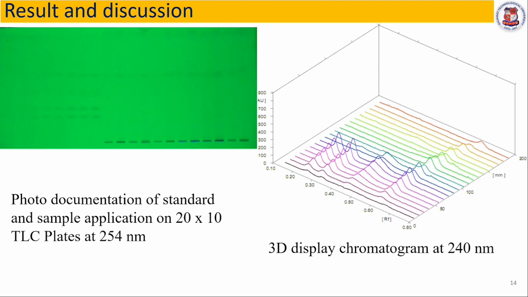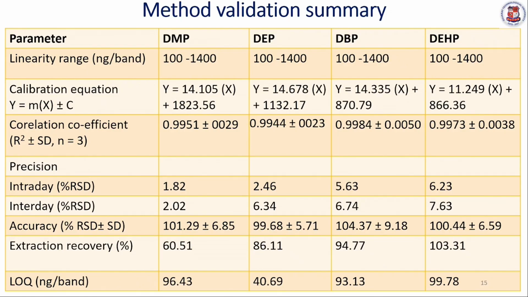All compounds are well separated, and later all the samples which have been selected for our study have also been applied. So you can see the significant amount of selective phthalate content there. So this is a method validation summary.